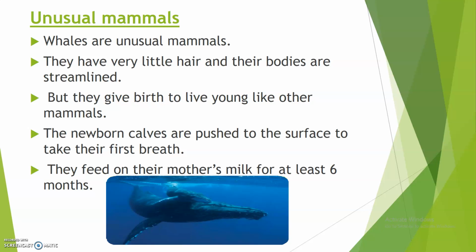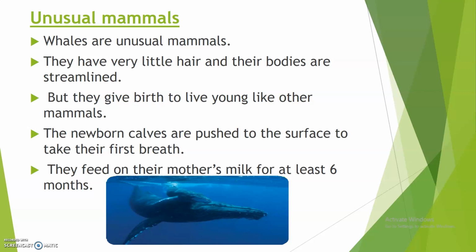So today we will start a topic, that is unusual mammals. Mammals means the category in which human beings belong. Whales are unusual mammals. They have very little hair and their bodies are streamlined. In this topic we will discuss some things about whales. We all know that whales, even though they live in water, are mammals. Sometimes some get confused and think it is a fish, but that is not true. Whales are exceptional mammals or unusual mammals.